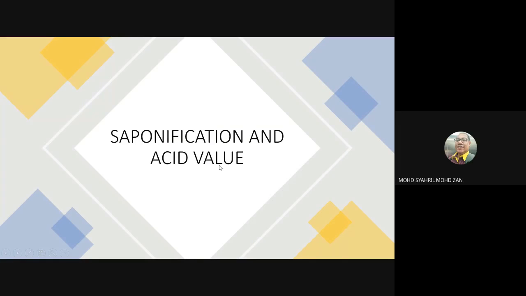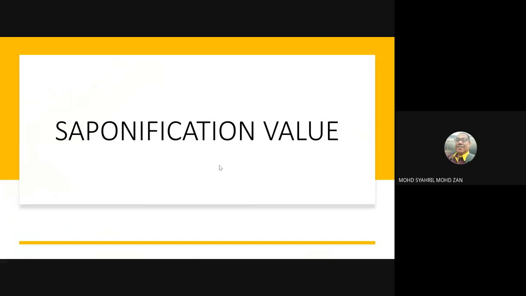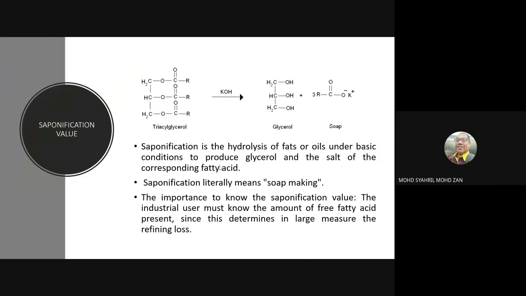Alright, so this is the notes for saponification acid value. So how you know the process behind the experiment, okay? We go for the first one, saponification value first, okay? So what is the meaning of saponification? Saponification is a hydrolysis of fat or oil under the basic condition to produce glycerol and the salts of the corresponding fatty acids, okay? In other words, saponification means soap making.